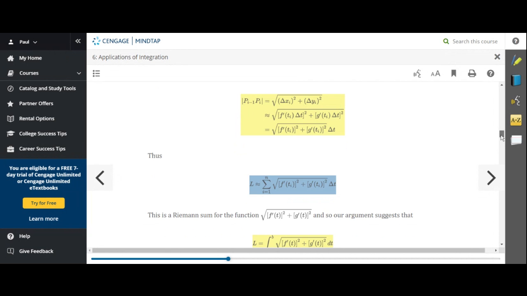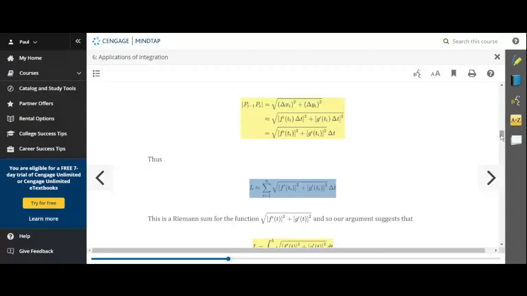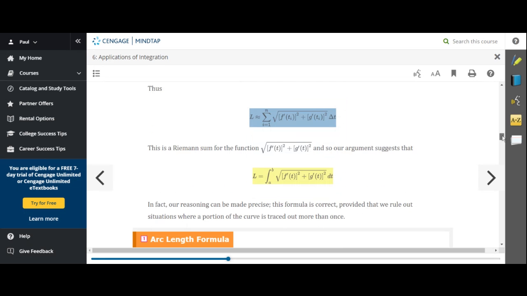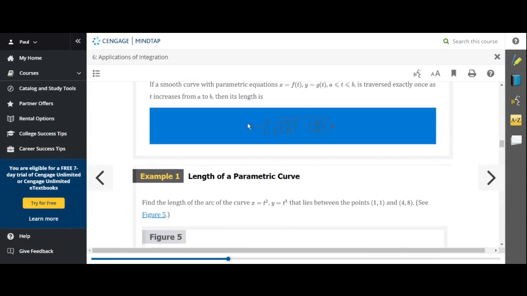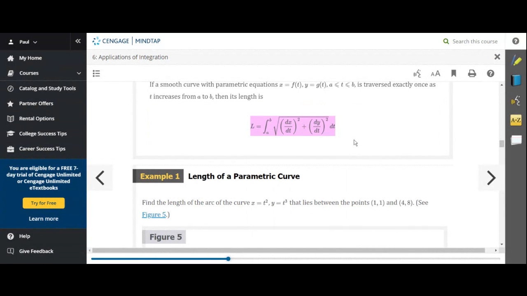And then as you take more, if delta t is a certain subinterval, a subinterval delta t, and you shrink delta t, make it smaller and smaller, you're going to get a better approximation. And in the end, the Riemann sum becomes the integral. So now you have the formula for the length of the arc, and it's a general formula. If you know your parametric equations, you can get the length of the arc.